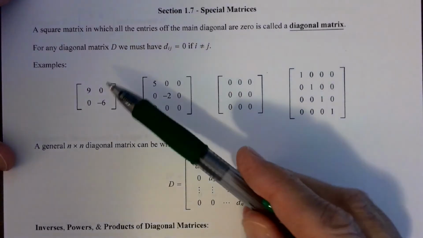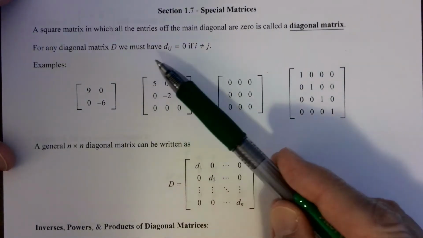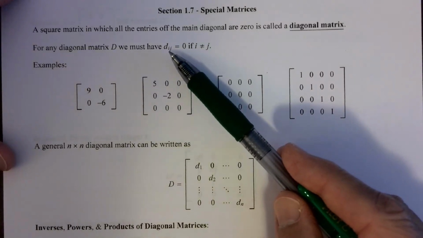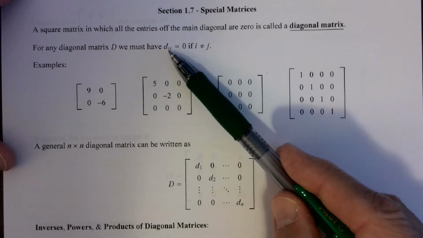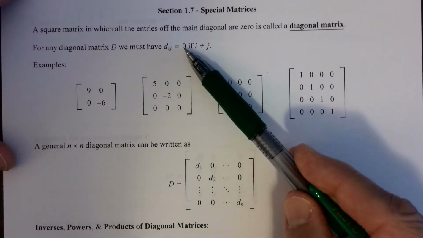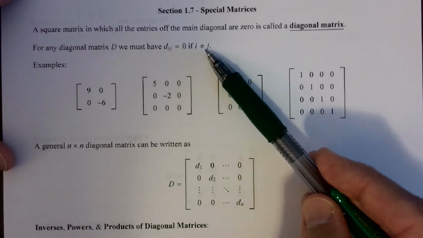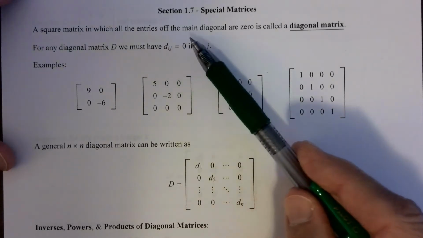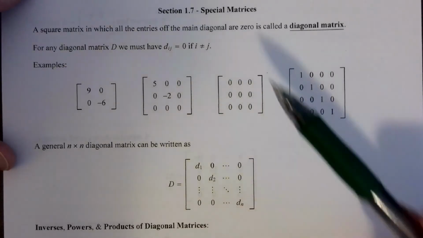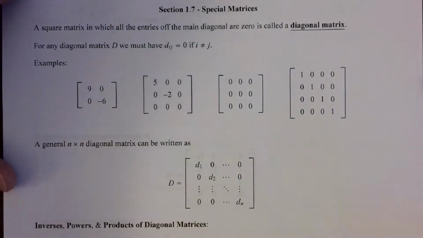For any diagonal matrix, to be off the main diagonal means the row and column number are not equal. So the ijth entry of such matrices is 0 if i is not equal to j. So notice it's just all entries off the main diagonal are 0. That's the definition. These are all diagonal matrices.